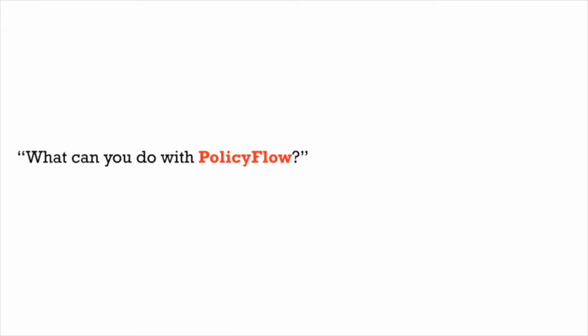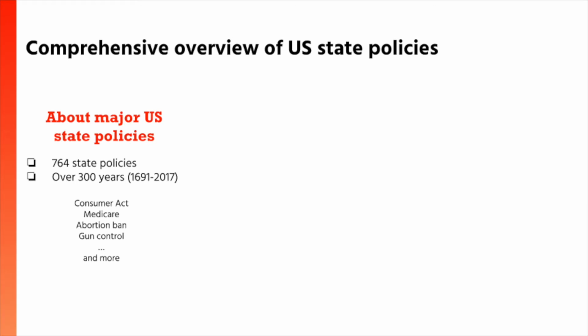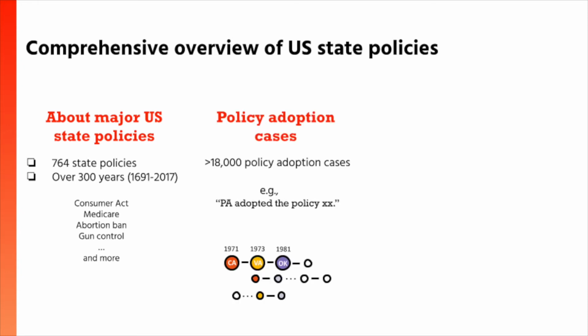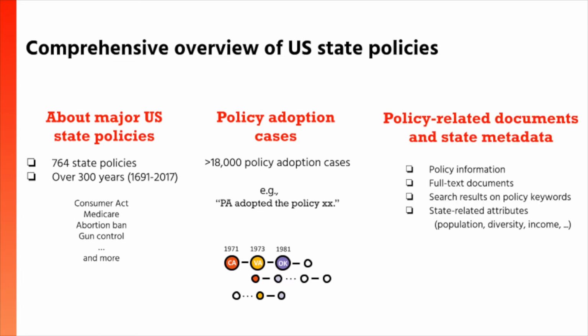What can you do with PolicyFlow? We provide a comprehensive overview of U.S. state policies. Our tool includes 764 state policies over 300 years, which encompasses legislations that had a great impact in history, such as Medicare, abortion ban, or gun control. The dataset also includes 18,000 policy adoption cases. For example, an adoption case looks like this. PA adopted a policy, abortion ban. Besides that, we also provide policy-related documents and state metadata including policy information, full-text documents, and state-related attributes.